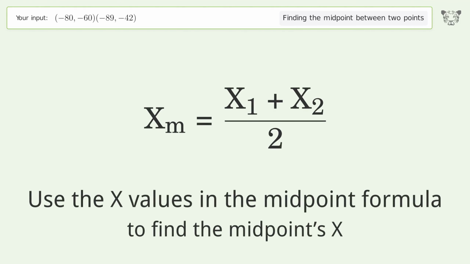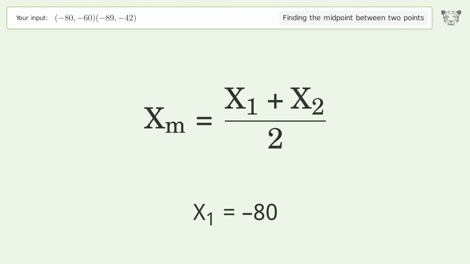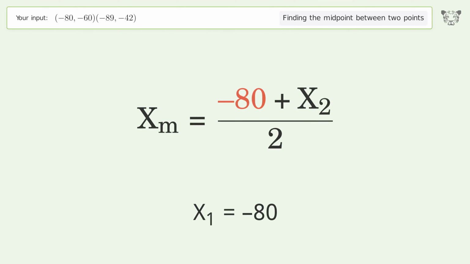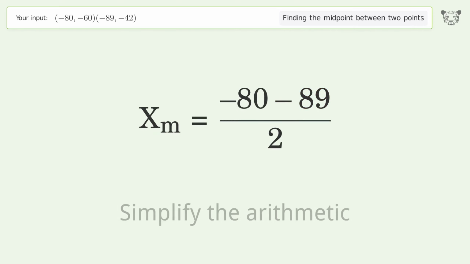Use the x values in the midpoint formula to find the midpoints x. x1 equals -80. x2 equals -89. Simplify the arithmetic.